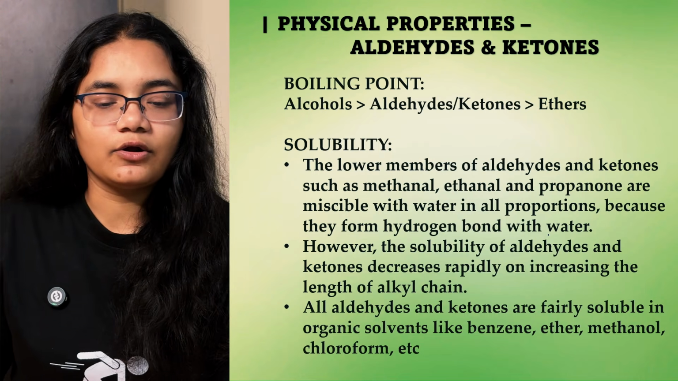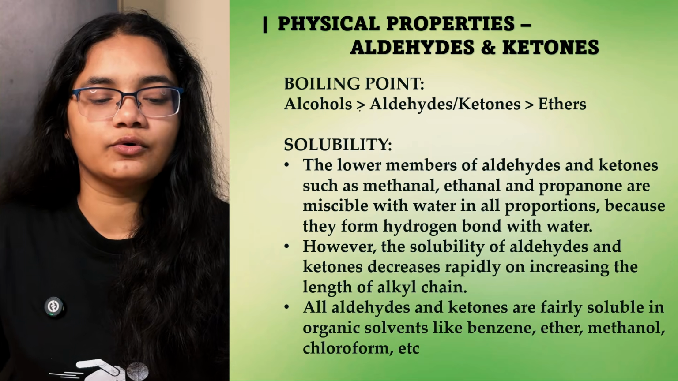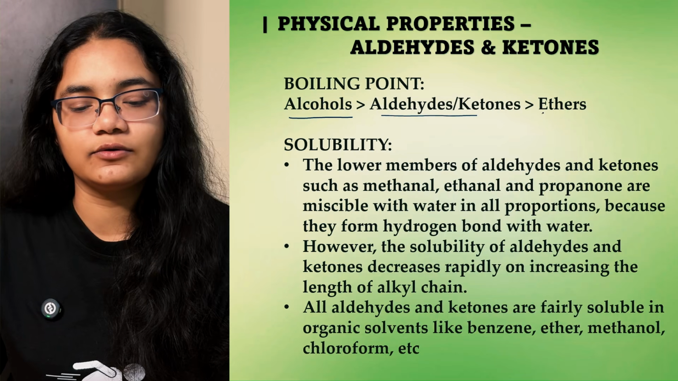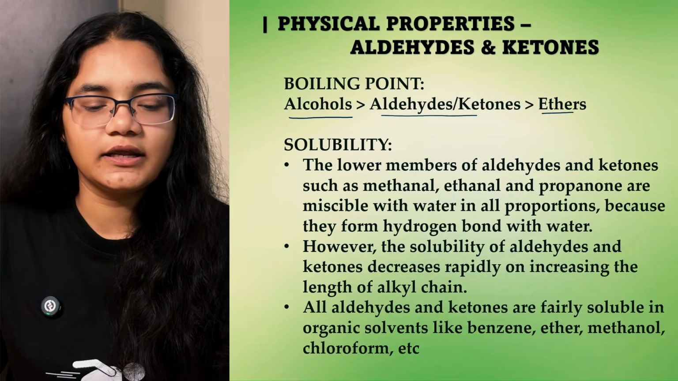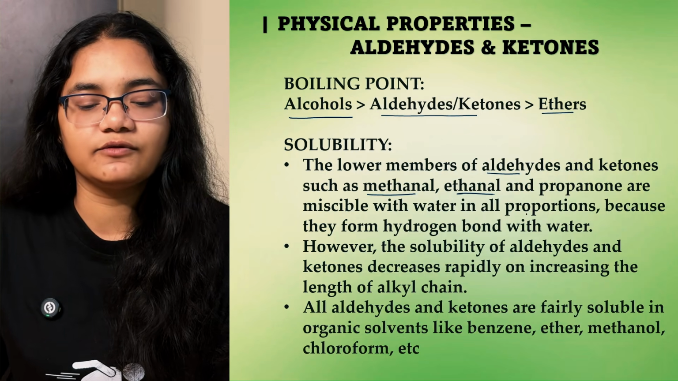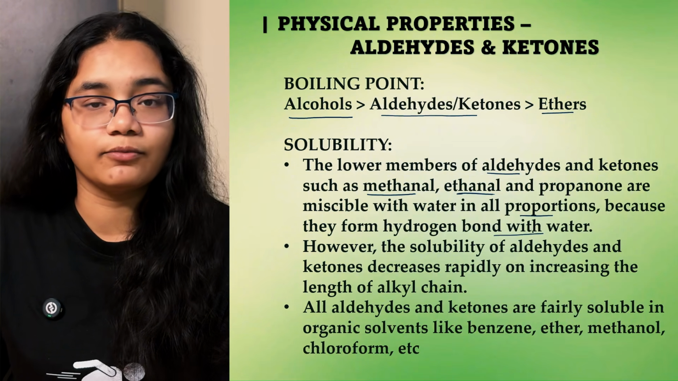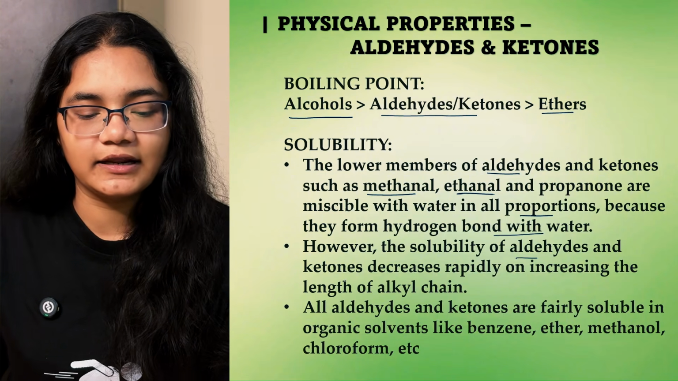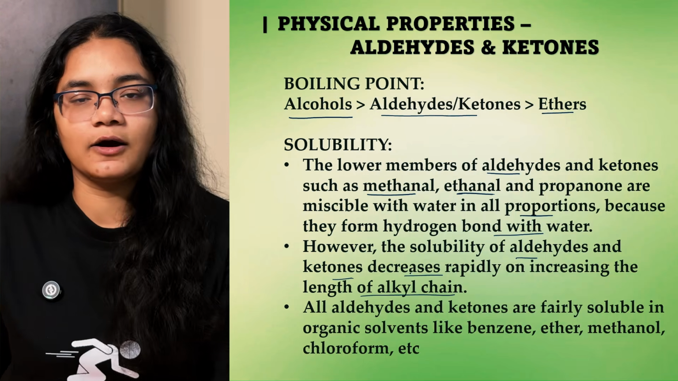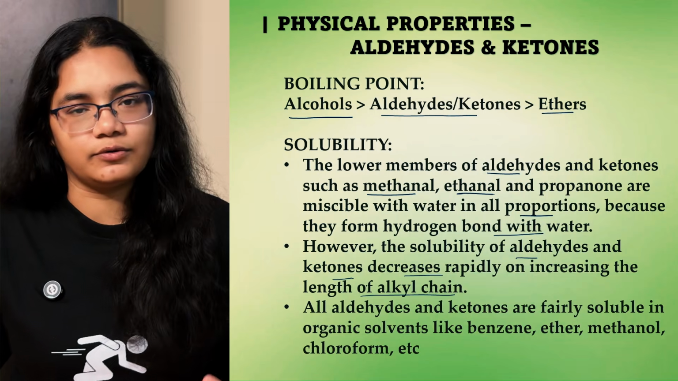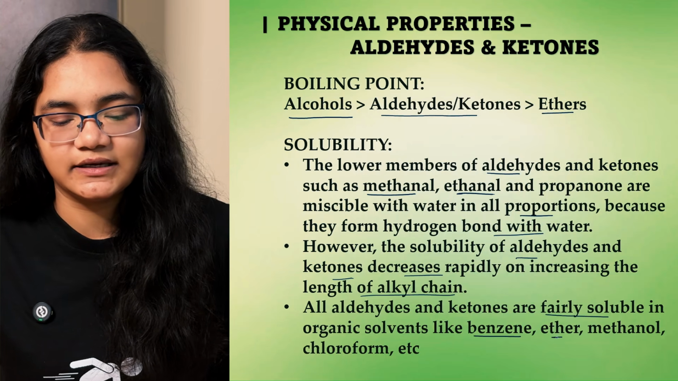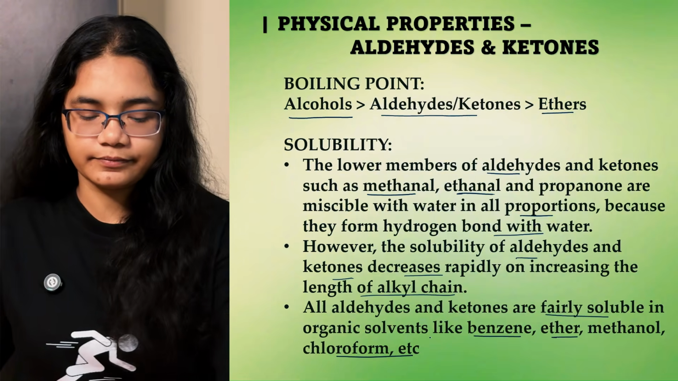Now we'll talk about the physical properties of aldehydes and ketones. Alcohols have strong hydrogen bonding, so they have a higher boiling point. Then come aldehydes and ketones, and lastly we have ethers. Now solubility: the lower members of aldehydes and ketones like methanal, ethanal, propanone are miscible with water in all proportions because they form hydrogen bonds with water. However, the solubility decreases rapidly on increasing the length of the alkyl chain. Next, all aldehydes and ketones are fairly soluble in organic solvents like benzene, ether, methanol, chloroform, etc.